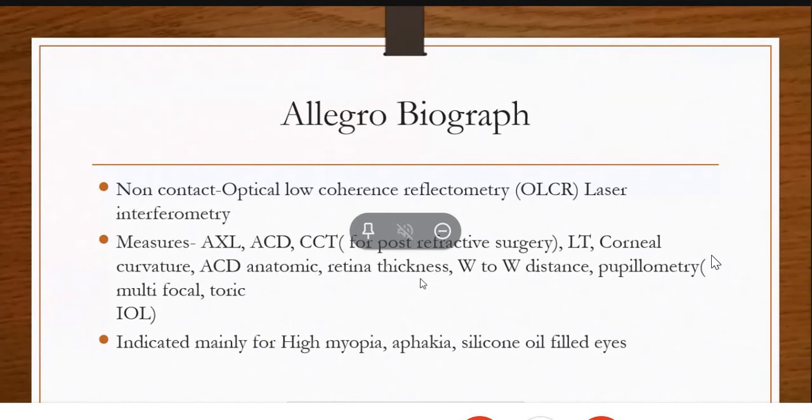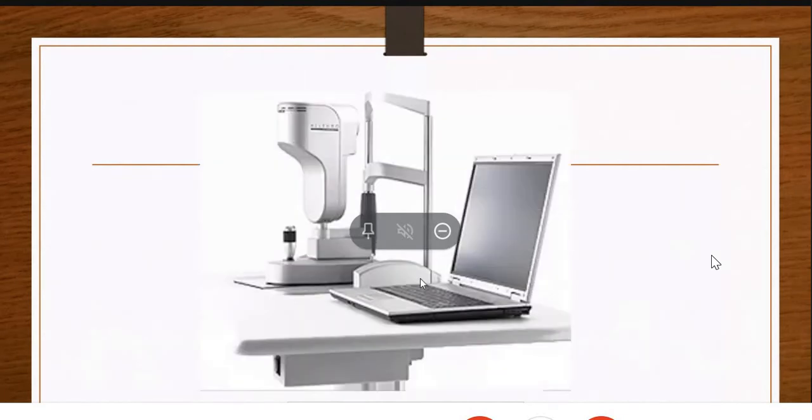So the laser light goes with a different velocity in the silicone oil. So we want to enter what centistokes of silicone oil is there inside the eye. Everything we want to input before taking the readings. So this is the Allegro biograph picture.